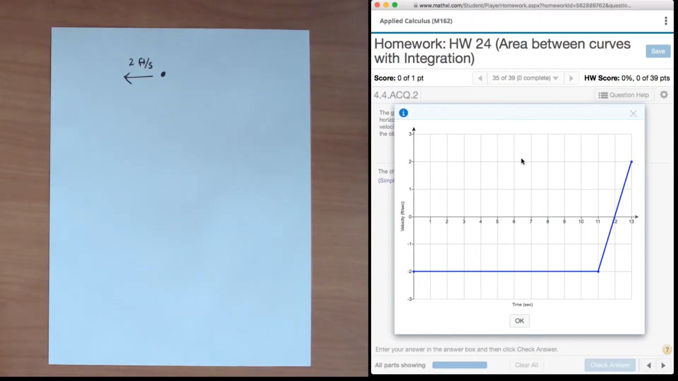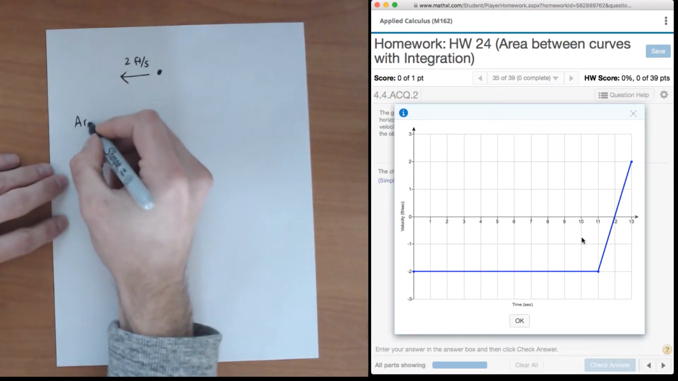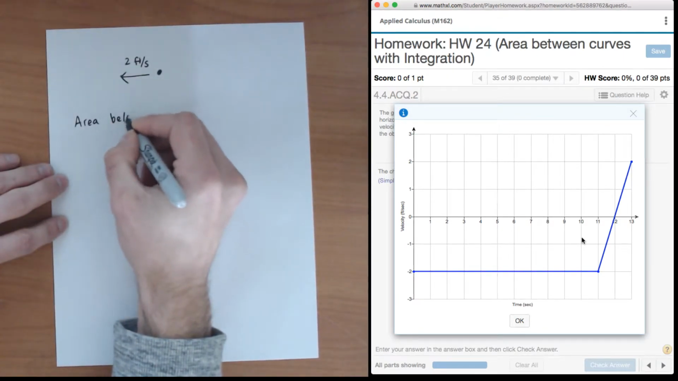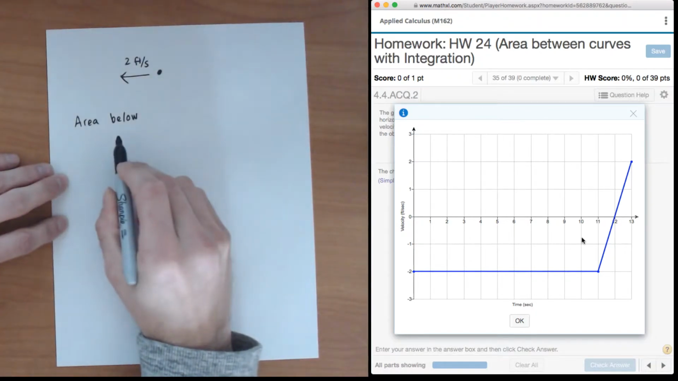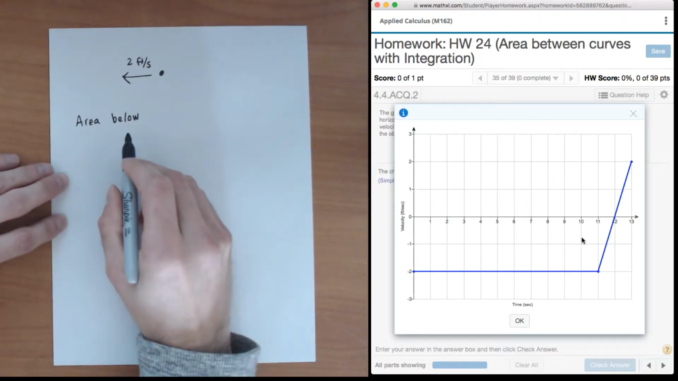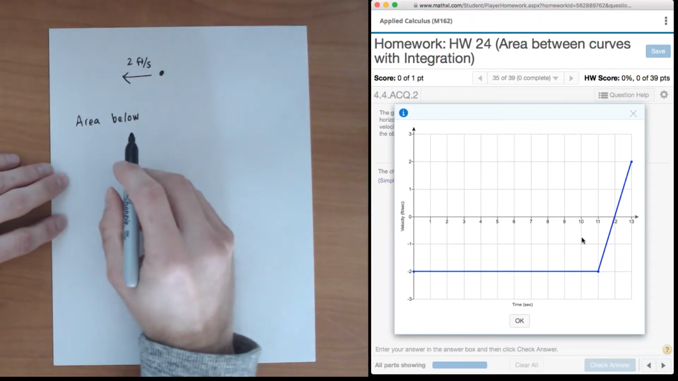So essentially what we need to do is find the area between the x-axis and this constant line. And then, so we'll find the area in this region here. That would be the area below the x-axis. And then we need to find the area above the x-axis. And so the area below, that would indicate how much movement there was to the left.